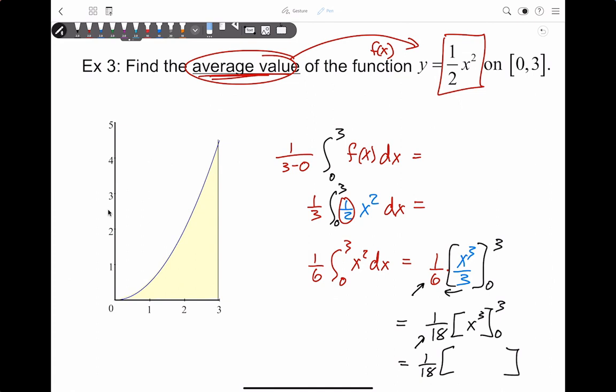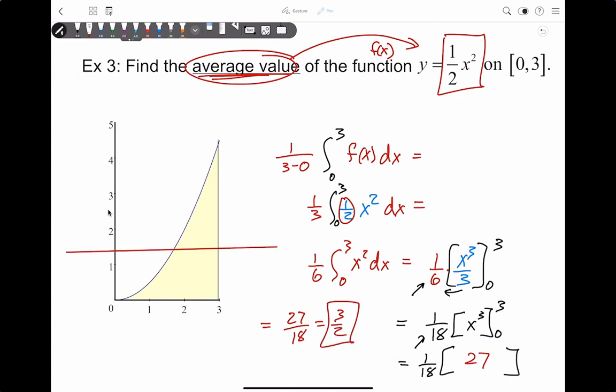Let me get the pen. Then my answer will equal 27 over 18, which if I divide by 9, I'll have 3 over 2. So the average value is 3/2. So 3/2 is about 1.5, which is about here.